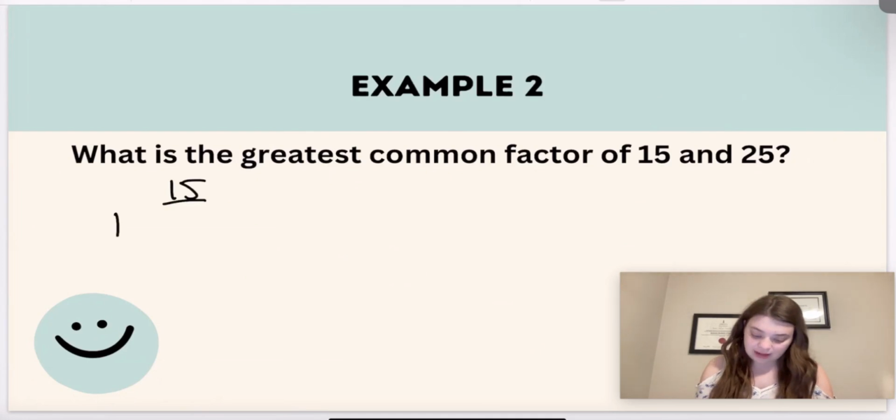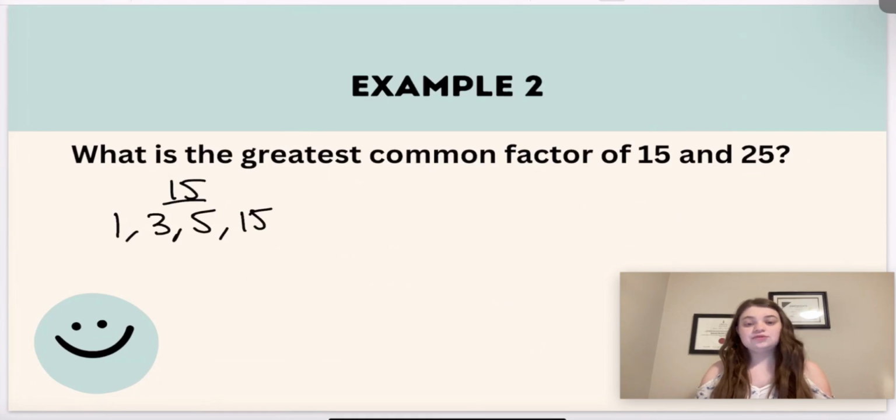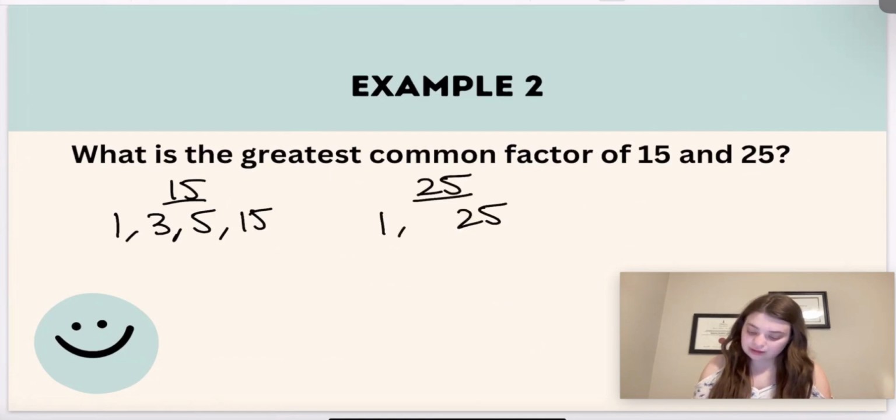Well, 1 times 15 is 15, and 3 times 5 is 15, and those are the only two ways to make 15. So the factors are 1, 3, 5, 15. What about 25? Well, 1 times 25 is 25, and also 5 times 5 is 25. So the factors of 25 are 1, 5, 25.